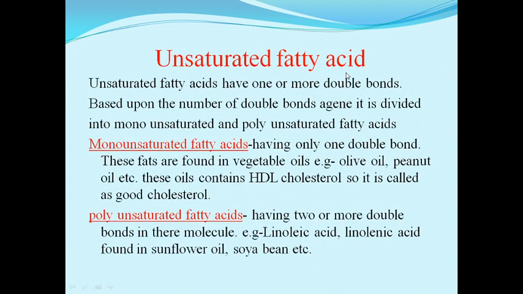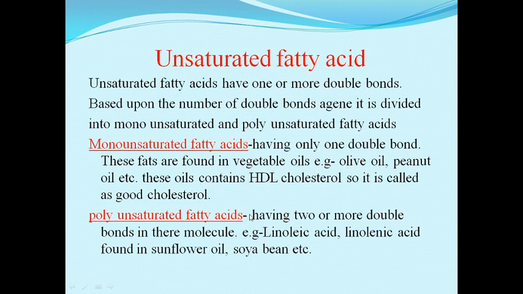Next, unsaturated fatty acid. Saturated fatty acid contains only single bonds, but unsaturated fatty acids contain double bonds, that is, one or more double bonds will be there. So we call it an unsaturated fatty acid. Based upon the number of double bonds, it is further divided into monounsaturated and polyunsaturated. Mono means single, or one. So here only one double bond will be there, that is called monounsaturated fatty acid. Examples: olive oil, peanut oil, etc.